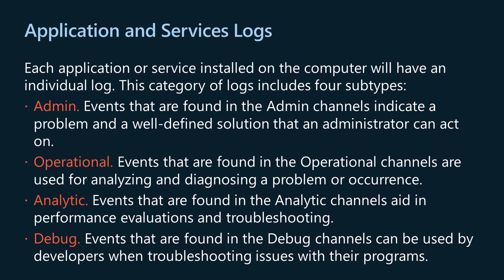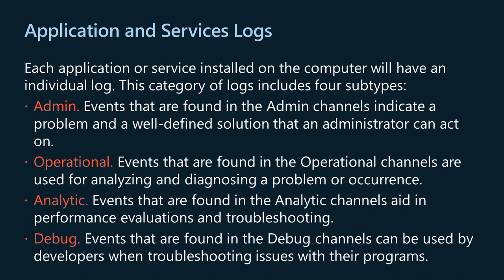Admin. Events that are found in the admin channels indicate a problem and a well-defined solution that an administrator can act on. An example of an admin event is an event that occurs when an application fails to connect to a printer. These events are either well documented or have a message associated with them that gives the reader direct instructions of what must be done to rectify the problem. If it's a printer, it may include the solution from the movie Office Space.